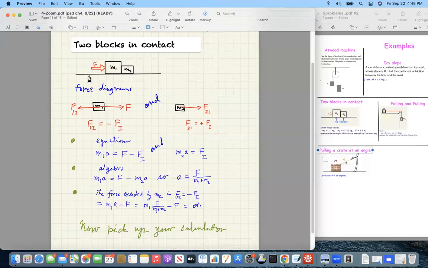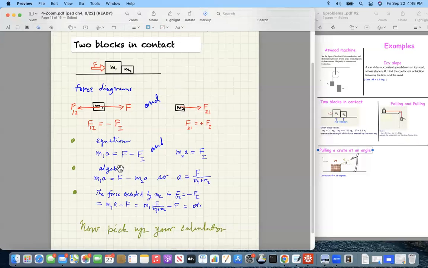They have the same acceleration because they're in contact. If they didn't have the same acceleration, they'd come apart. But they're just going to remain in contact. You can picture that. So you have these two equations. So you start with a picture, namely force diagrams. You write down the equations, then you apply algebra.